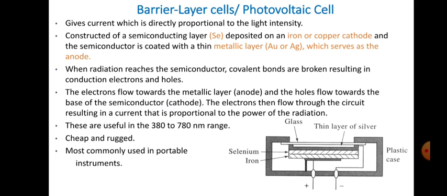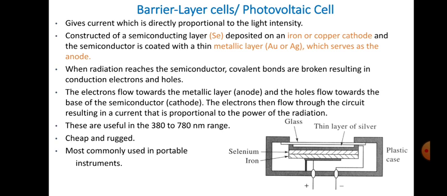So, the electrons then flow through the circuit, and this will result in a current which is directly proportional to the power of the radiation, right. So, this is how we can get the amount of light which is getting transmitted or coming out of the sample, because here the current which is flowing through this circuit having positive and negative terminal is directly proportional to the power of the radiation.